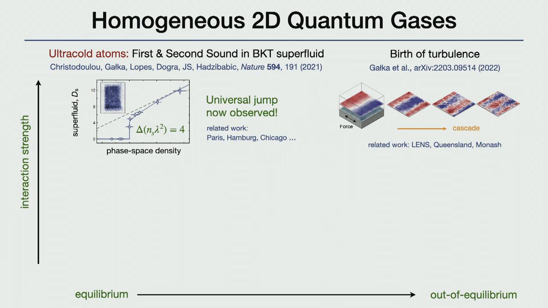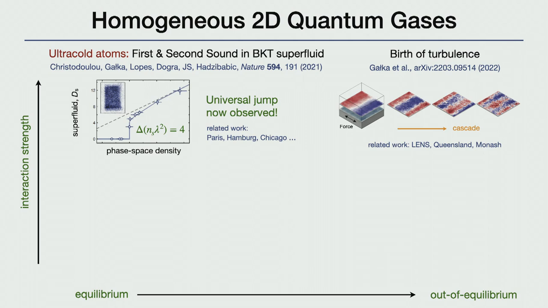Then going towards out of equilibrium, a systematic setting like a uniform gas is of course also very attractive here. There are many studies now looking towards turbulent behavior. Turbulence has been around for many, many decades, but it's still not really understood.